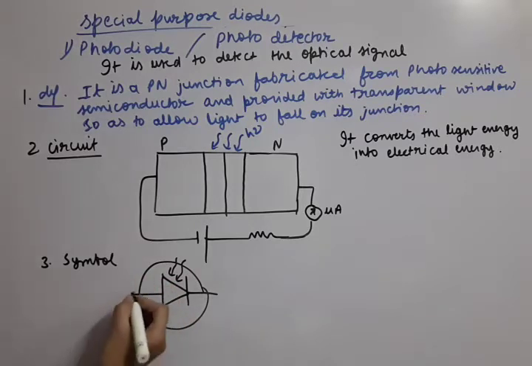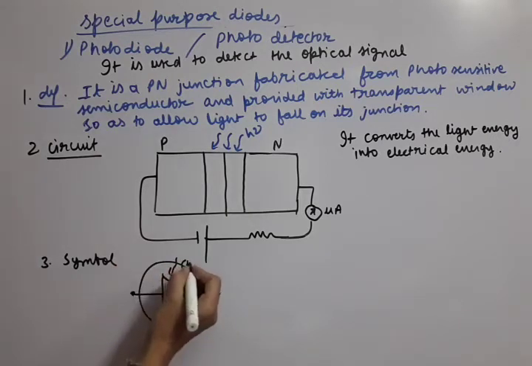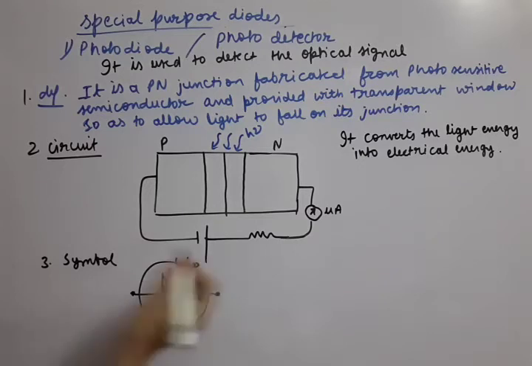We can show two terminals at the ends of the photodiode. So this is the symbol for the photodiode, in which you just have to show the extra light, h nu. h nu will be the energy. Now let us see how it works in the next sheet.